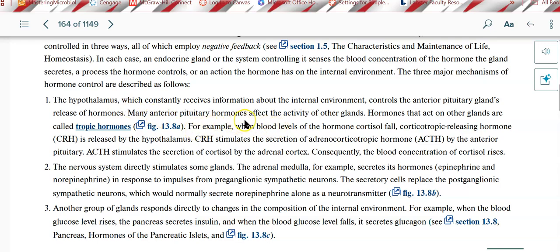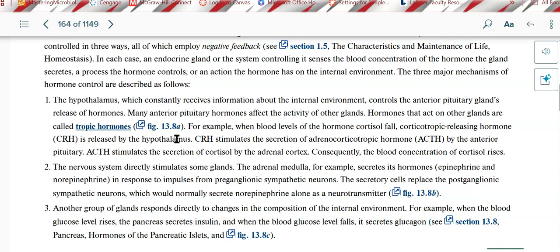Many anterior pituitary hormones will affect activity of other glands, so that's why the pituitary is sometimes called the master gland. The hormones that act on the other glands are called tropic hormones. Remember, tropic means influencing. As an example here, when blood levels of cortisol get low, corticotropic releasing hormone, CRH, gets released from the hypothalamus.